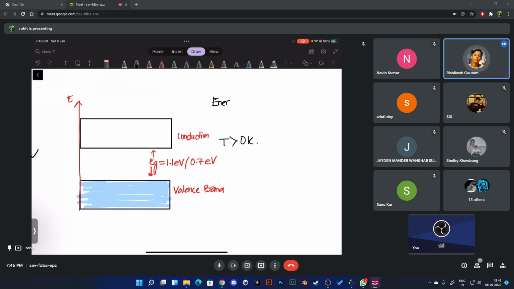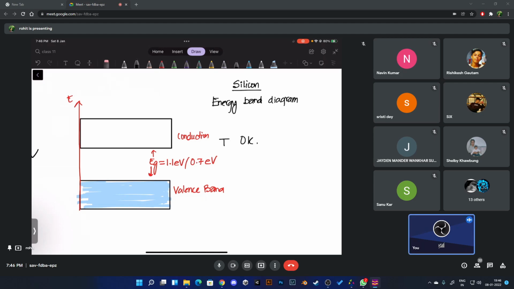This is called an energy band diagram. For whom am I drawing this band diagram right now? For silicon. If it looks like this, that means I have not drawn it for more than 0 Kelvin.